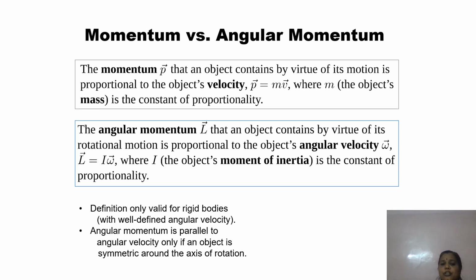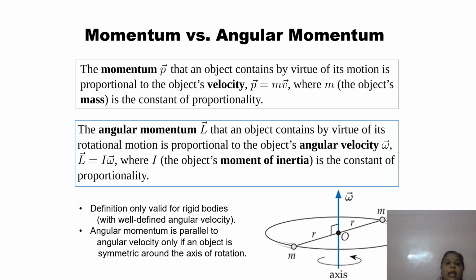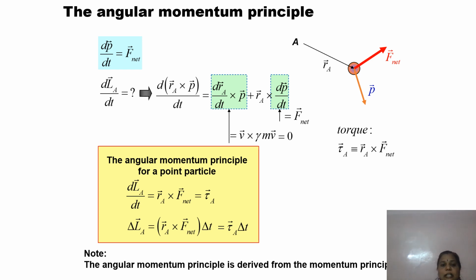All these definitions hold good only for rigid bodies, because it varies from body to body. Here the angular momentum and angular velocity are parallel to one another only if the object is symmetric around the axis of rotation. So this is the example to understand better. Here again, what is this angular momentum principle?